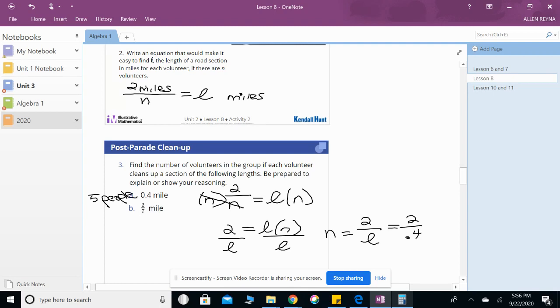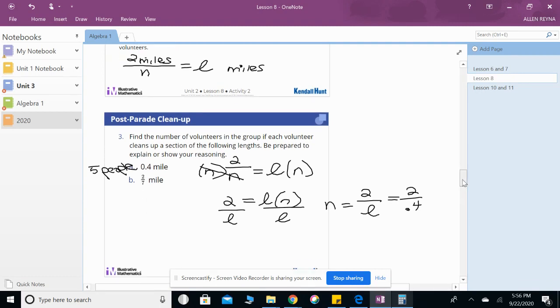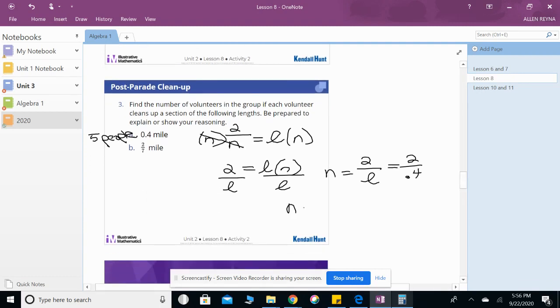Okay, what about 2/7? n equals 2 divided by 2/7. So you can either rewrite this equation or you can try to put it in your calculator, whichever one you like better. Since it's fractions, I'm going to rewrite it. So this says 2 divided by 2/7.